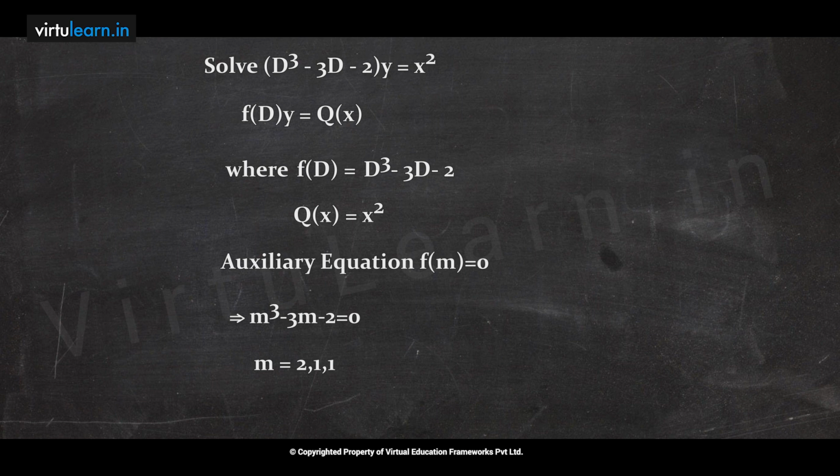Therefore, the complementary function according to our formula, for repeated roots, yc equal to (c1 plus c2 x) into e power x plus c3 into e power 2x. Now, calculate the particular integral. Yp equal to the general formula of the particular integral, yp equal to 1 by f of D into Q of x, that equals 1 by (D cube minus 3D minus 2) into x square.